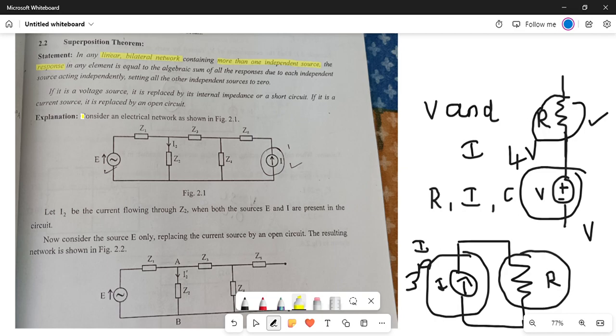So the current or voltage across any element is equal to the algebraic sum of all the individual currents or voltages across the element, caused by what? Caused by independent sources acting alone, independently, setting all other independent sources to 0. Right? Let us understand this in a better manner. Just a minute, I'll highlight things, because these things are important and should not be missed.